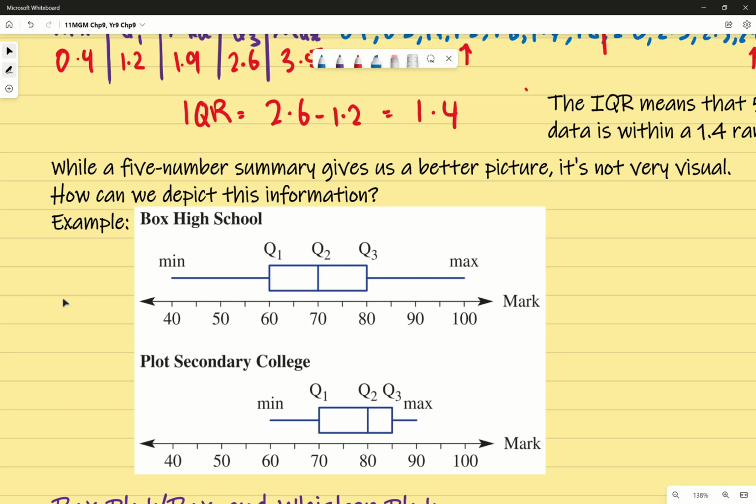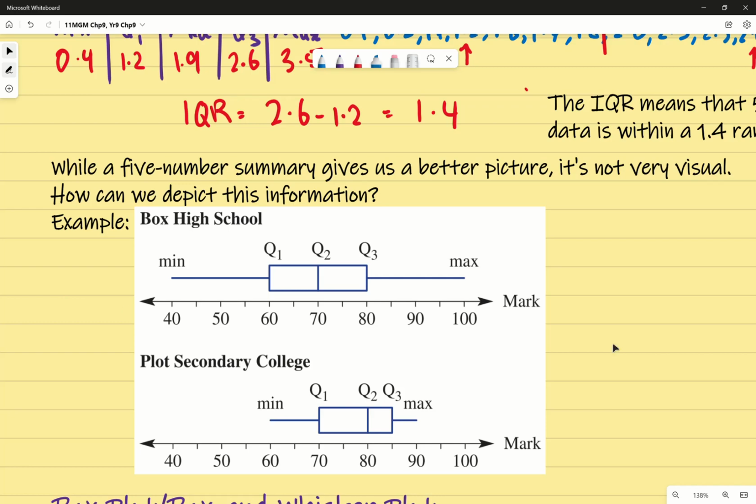Remember, the IQR represents the middle 50% of data. If you focus on that middle 50% of data, that's between Q1 and Q3. Now for us, the box's width represents that 50%. To me, I would interpret it very similarly. I'd say the middle 50% of data for Plot Secondary is higher, or more towards the positive side, than Box High's. Any questions?